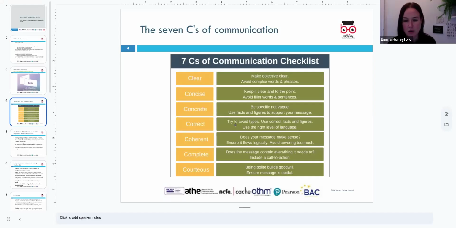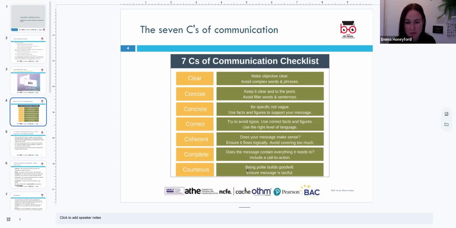Coherent. Does your message make sense? Ensure it does flow logically. Complete. Does the message contain everything it needs to? Include a call to action. So have the things that you've covered really got to the bottom of what you wanted to cover in a clear, complete way? And then being courteous.